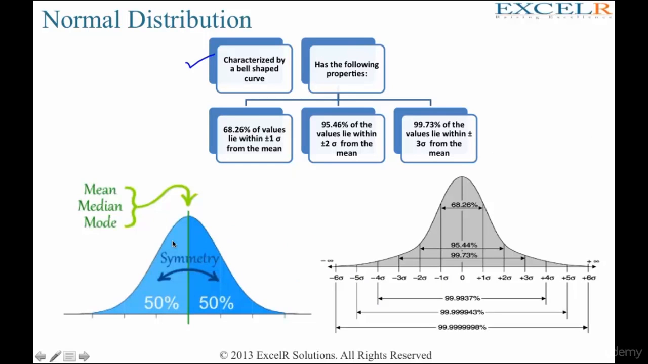So on the left and the right side, you would find 50% of the data. And it has these properties. You'll have to focus on these properties rather than on how these values are calculated.